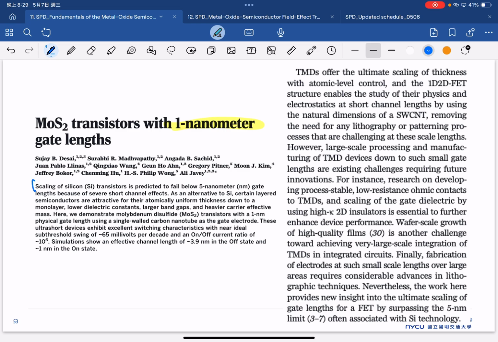background information. As I mentioned, the scaling of transistors is predicted to fail below 5 nanometer gate length because of the severe short channel effect. As an alternative to silicon, certain layered semiconductors are attractive for their atomic uniform thickness down to a monolayer, low dielectric constant, large band gap, and heavier carrier effective mass. So this is general information. Still, the beginning of the abstract of a journal or academic article always starts with some background information.